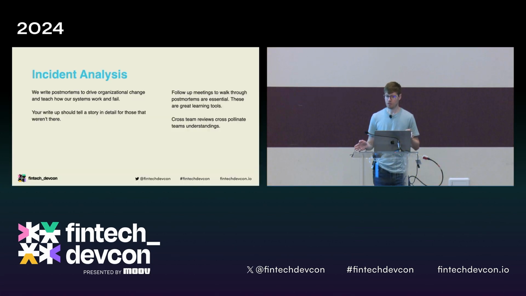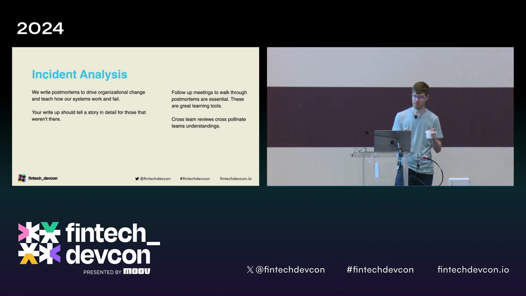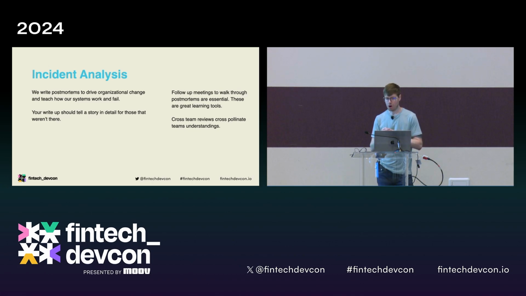Postmortems and analysis are really there to drive organizational change. We want to teach our engineers and our EMs and anyone that we work with how our systems work, and especially how they fail. What you want to do is write a story. You don't want to bog it down with unnecessary details, but you do want to get people involved that weren't involved. You want to help them understand why this was an incident.